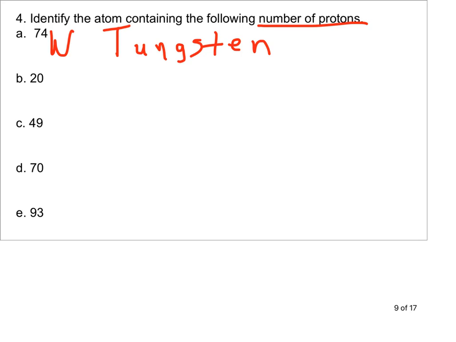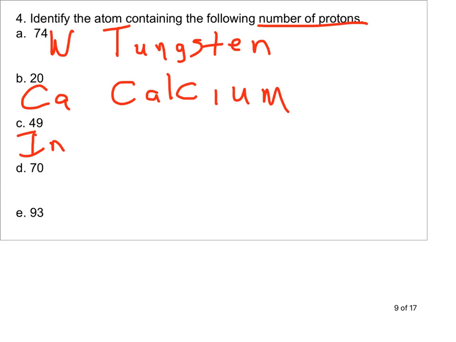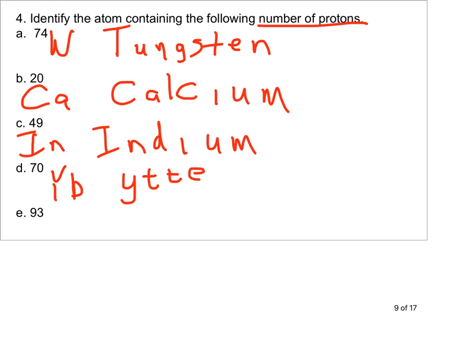Number 20, Ca, calcium. 49 protons, we got In, indium. 70, Yb, which is ytterbium. And 93, we have Np, neptunium.